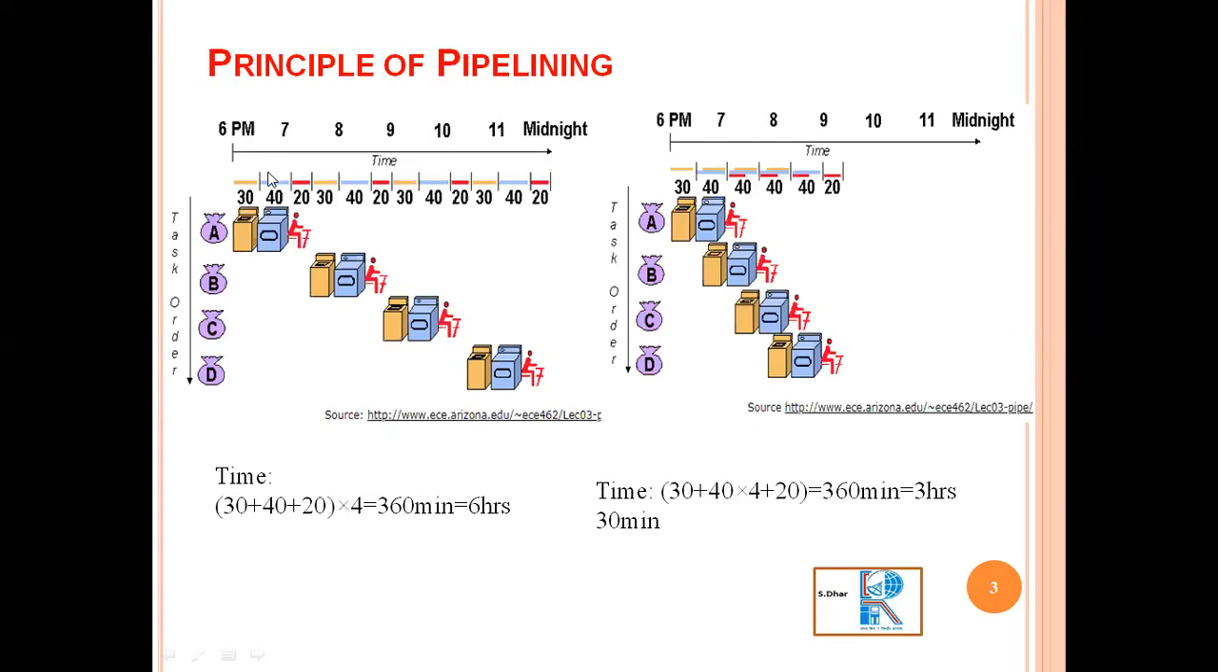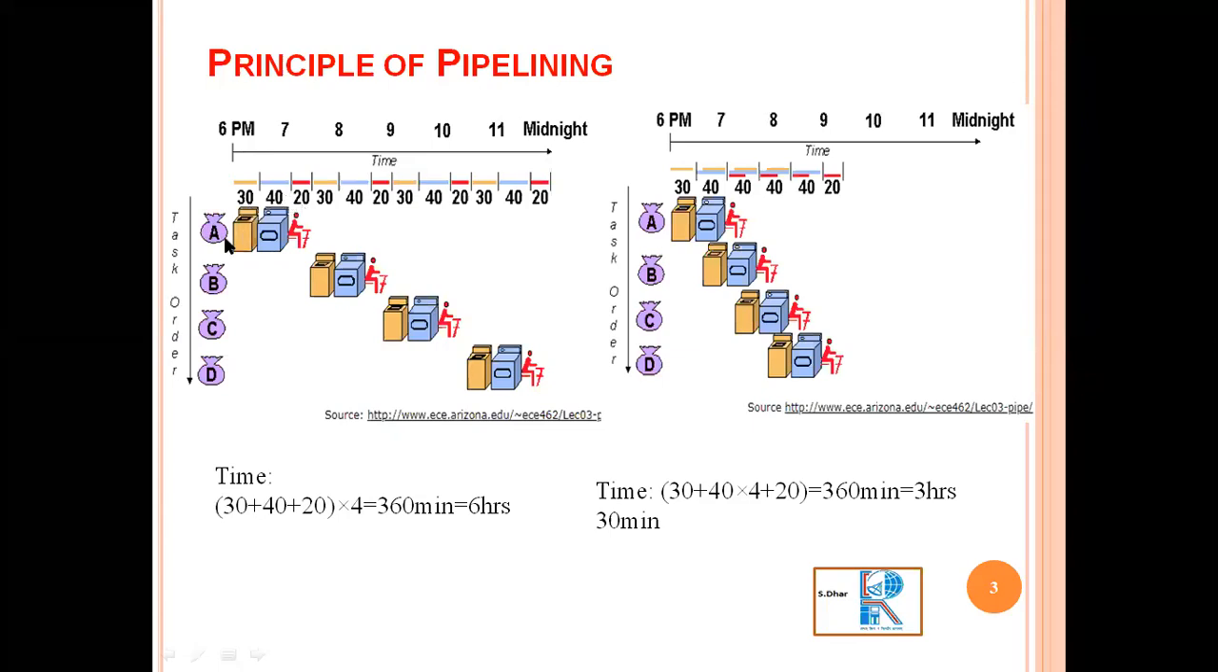Now suppose there are 4 sets of clothes here. The clothes are A, B, C and D. For washing, this first stage, the time required is 30 minutes. Then for drying, the next 40 minutes are used for drying the clothes. Then in the next 20 minutes the clothes are folded. So for completion of one set of clothes, set A, the time required is 30 plus 40 plus 20.